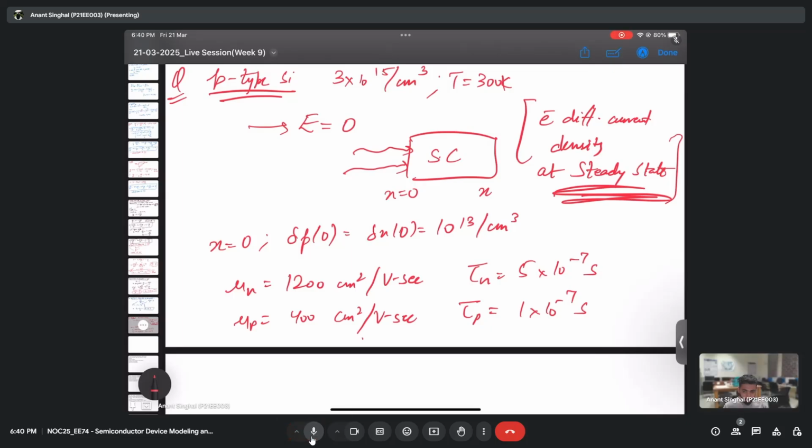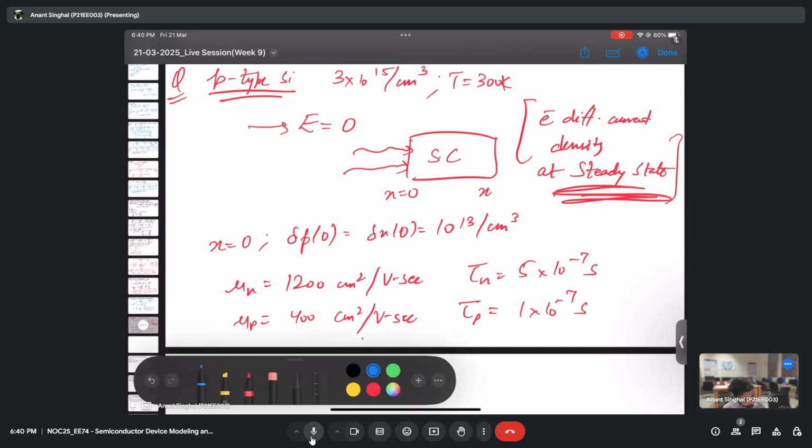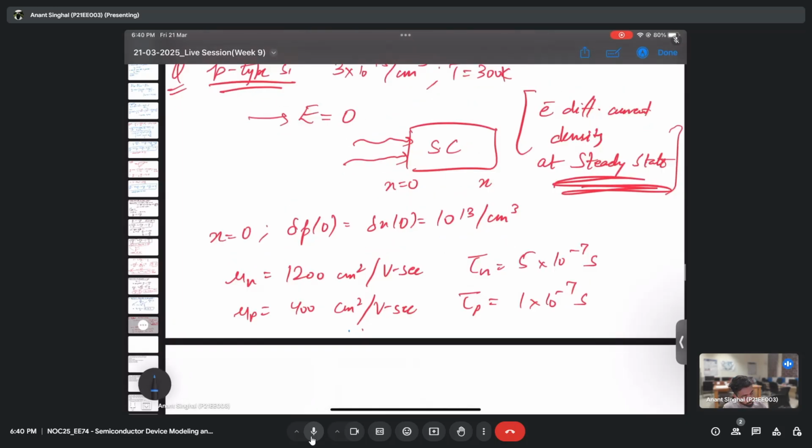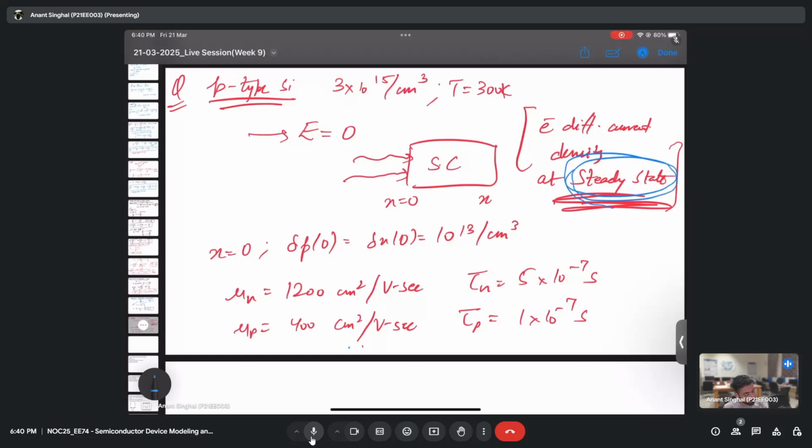Okay, so hope you have given it a try. So let me try to solve it. So there are two keywords here. The question is asking at steady state, the electric field is zero and there is some light incident. So Gn. What it says is that a light is incident on the end of the semiconductor as shown below. So at x equals 0, the excess carrier concentration is this.